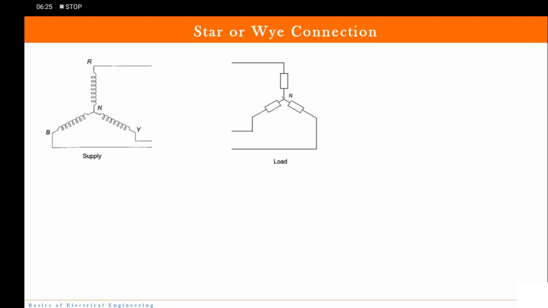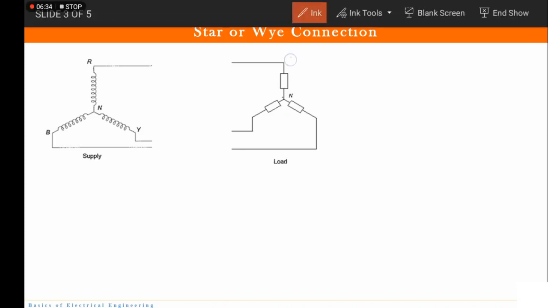Now, let us start connecting this. You must have noticed, this is R, this is Y. We are going to derive a few expressions, so let us connect this together. Y is this, so Y has to be connected here, and then B will be connected here.